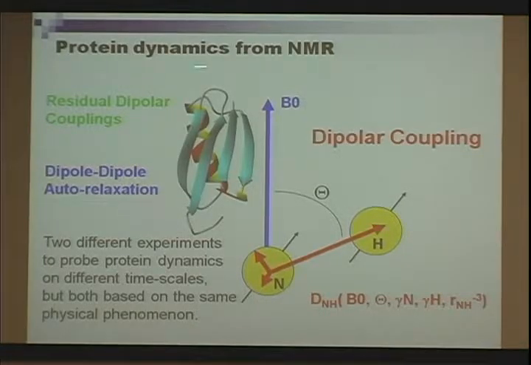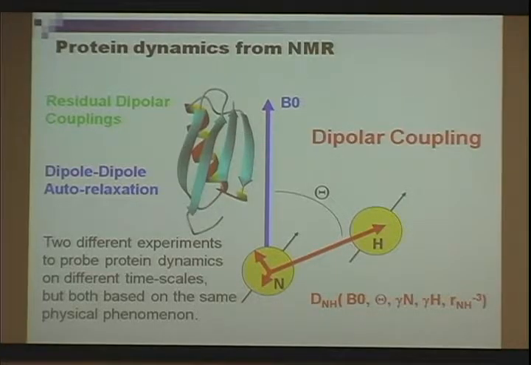And so I go back to nuclear magnetic resonance spectroscopy. There are various experiments that have been developed, as the previous speaker outlined in one of his slides, and they probe timescales in proteins on different timescales. I'm going to be looking at two types of experiments, dipole-dipole auto-relaxation and so-called residual dipolar couplings. There are two different experiments. They probe protein dynamics on different timescales, but they're both based on the same physical phenomenon, and that is the so-called dipolar coupling.